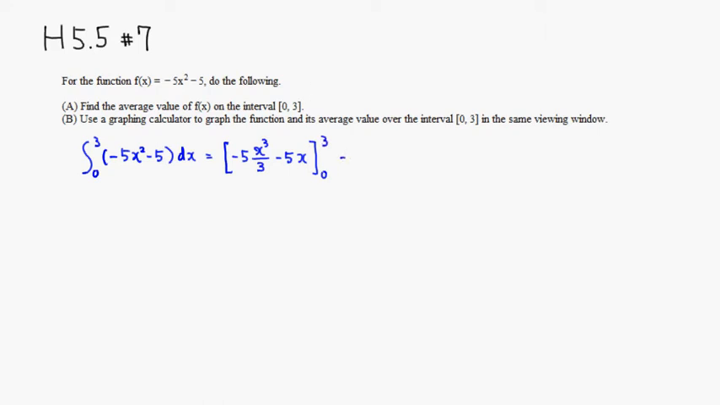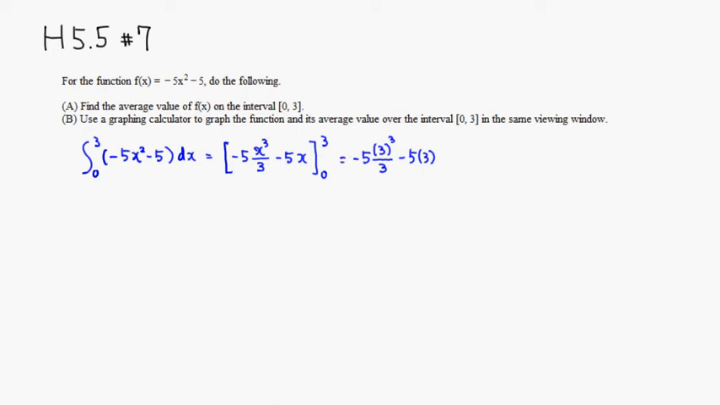Then we plug in negative 5, and plug in 3 first, so 3 cubed over 3 minus 5 times 3. Then minus, and if you plug in 0, you can see that it's 0 here. First term is 0, and this is 0, so actually it's minus 0. So I'm not going to write anything down. Let's simplify this.